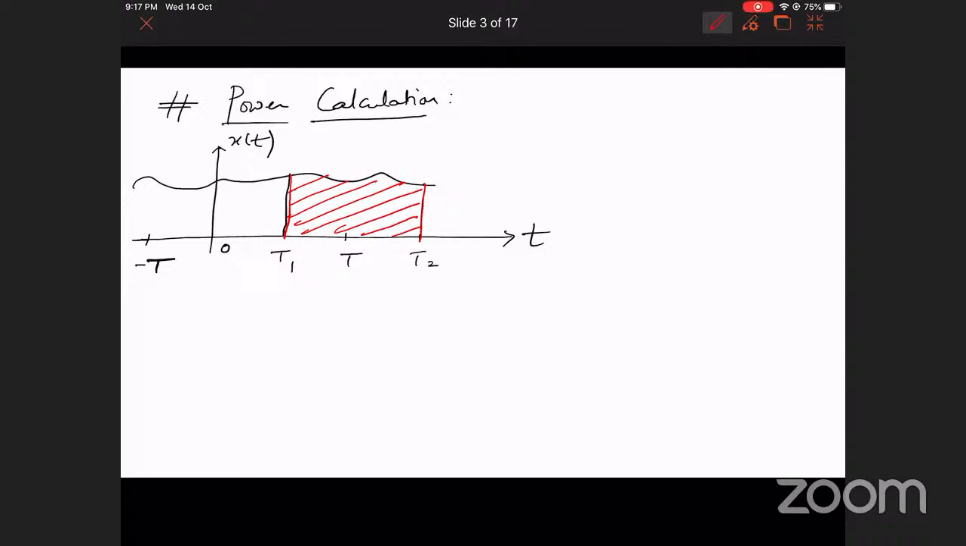So let me first of all tell you the energy and power relation. Check it out. Suppose you want power calculation for given x of t within the interval from T1 to T2. It is the same as energy over T1 to T2, divided by the complete time interval for which you are calculating the power. Watch carefully. I repeat, divided by the complete time interval for which you are calculating the power. So here, what will this time interval be? Can anybody tell me? What will this time interval be, guys?